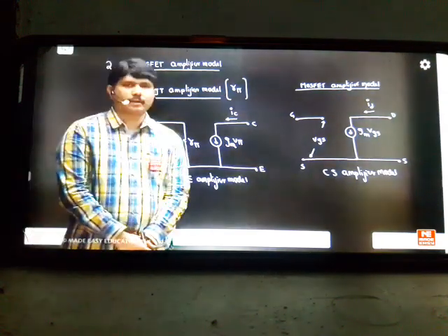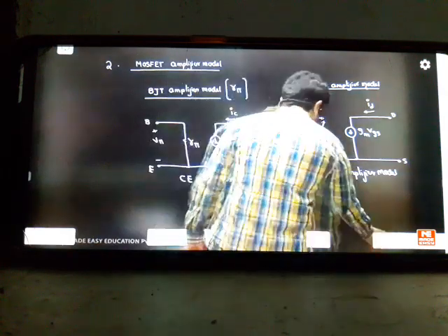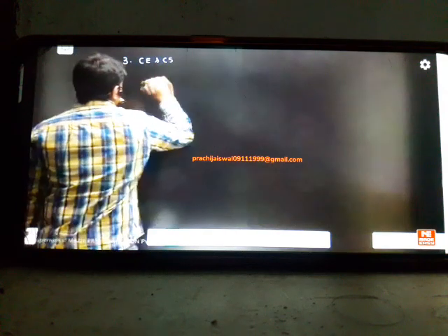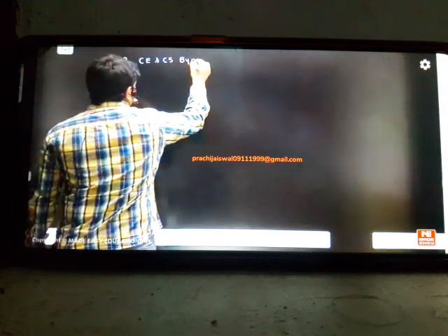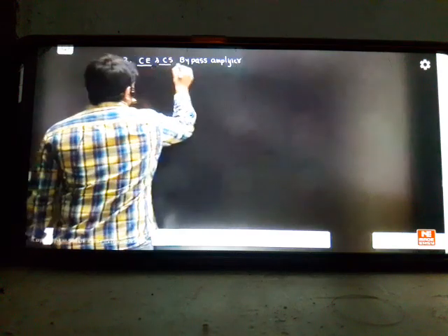So with this, we'll start our topic number 3. Keep the heading. Next topic, topic number 3: common emitter and common source, bypass amplifier. Common emitter, common source, bypass amplifier.